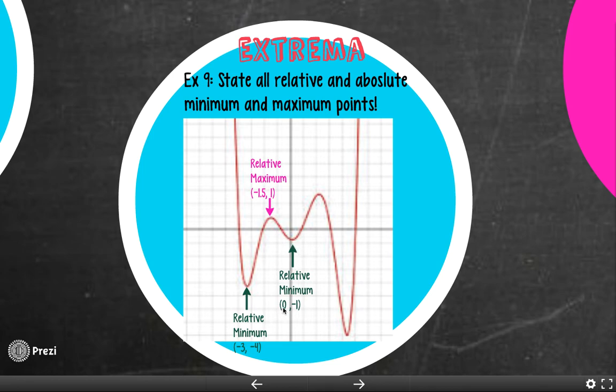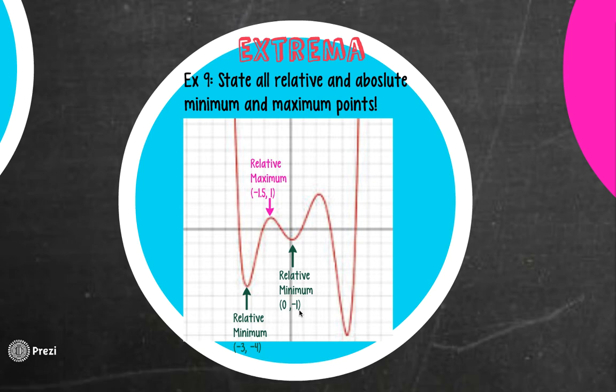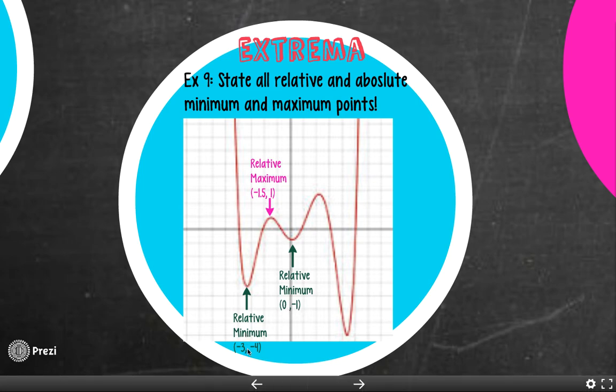And it's at the point 0, -1. So again, these are actual points. So if I ask you what the relative and absolute maximum and minimum points are, I better see a point listed. All right, next one. Relative maximum because it's not the absolute highest point, but it's playing it off like it is, and it kind of looks like a maximum.